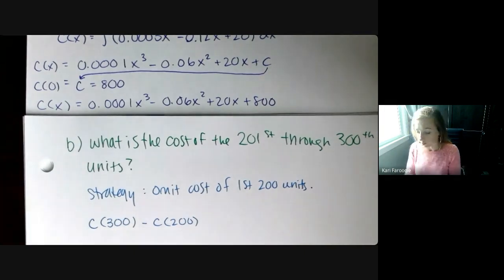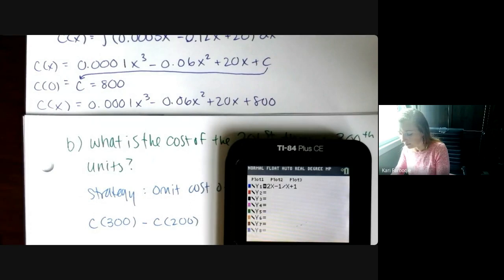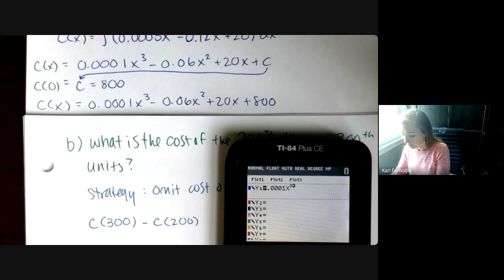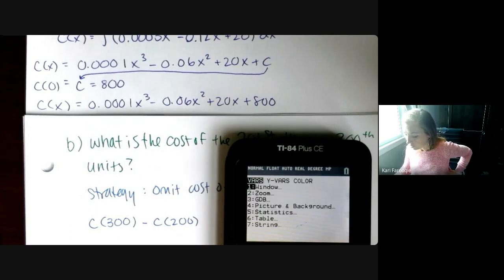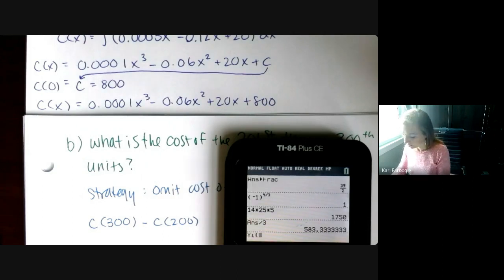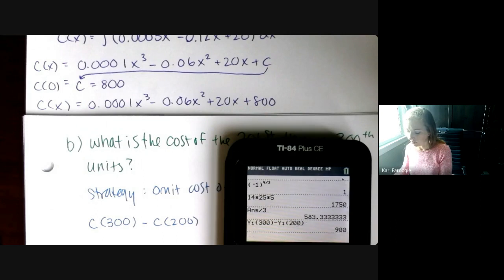And if you feel like that's cumbersome, I'm going to remind you how to put this in your calculator. I'm going to go to my y equals menu, 0.0001 x cubed minus 0.06 x squared plus 20x plus 800. What's in your y equals? Go back to your home screen, variables, scroll to y variables, function, y sub 1 of 300, close your parenthesis, minus, do the same process over again, and subtract it off at 200, and you will get 900.